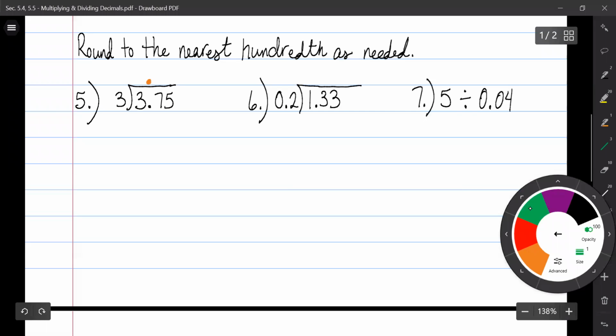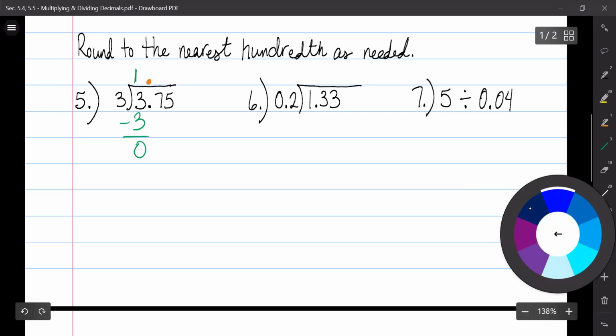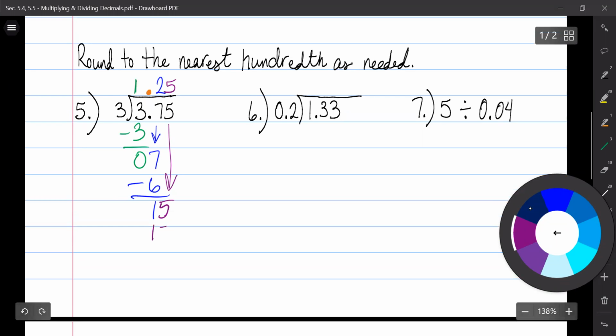And then 3 goes into 3 one time. 1 times 3 is 3. 3 minus 3 is 0. Bring down the 7. So 3 would go into 7 2 times. 2 times 3 is 6. 7 minus 6 is 1. Bring down the 5. So 3 goes into 15 5 times. 5 times 3 is 15. 15 minus 15 is 0. And I'm done. So my answer is 1.25.